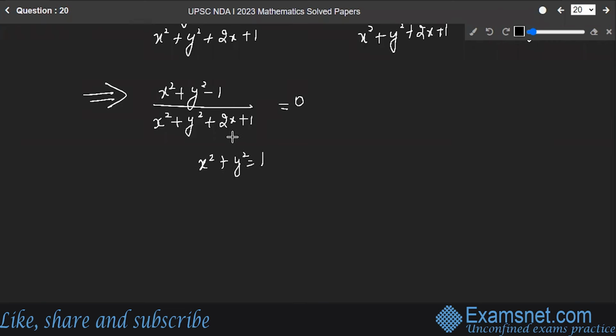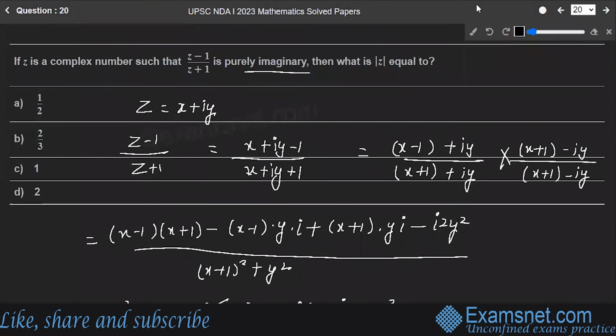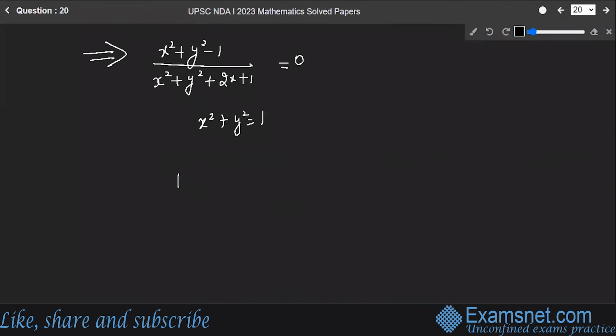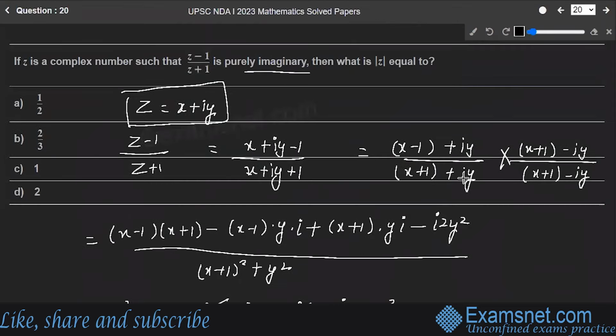Correct. So, see one thing more. z was equal to x plus iota y, so modulus of z can be written as root of x square plus y square. But this is equal to 1. So root of 1 is 1. That means modulus of z is equal to 1. Let's see with the options. We have option C as the correct answer.